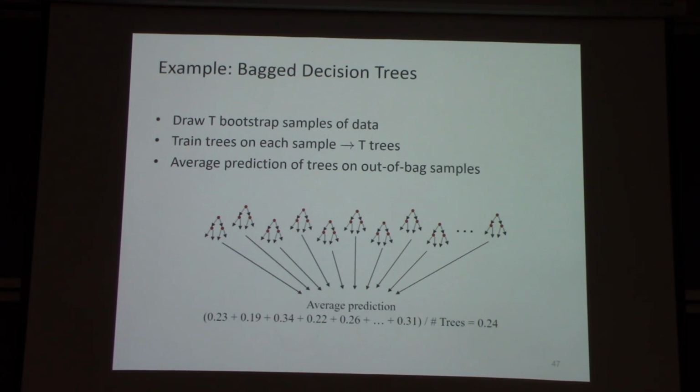A classic example where bagging is used is for decision trees. You take a bunch of bootstrap samples of the data, bootstrap replicates, that is subsets of the training set with replacement, and you train decision trees.